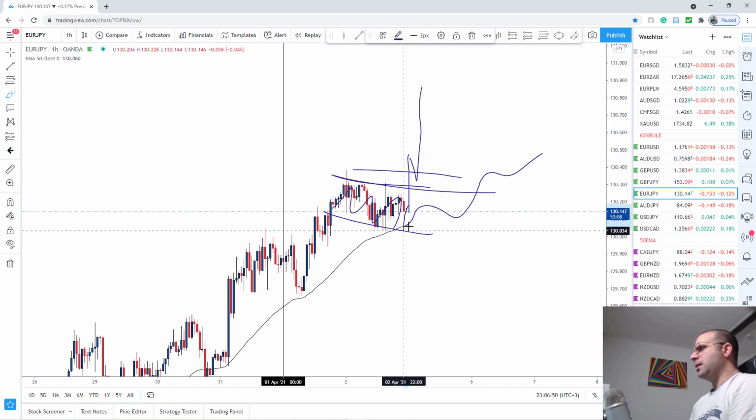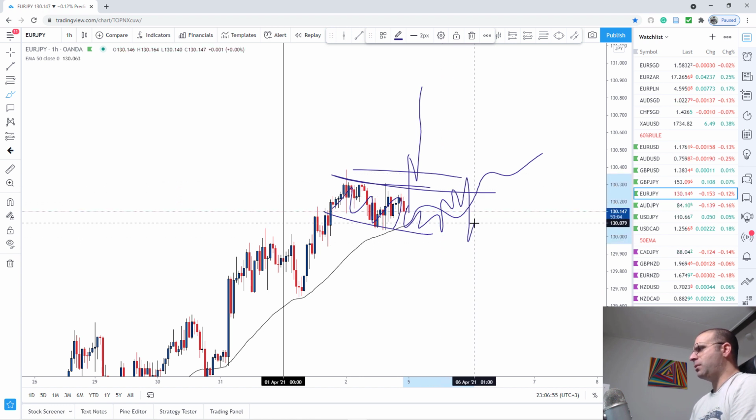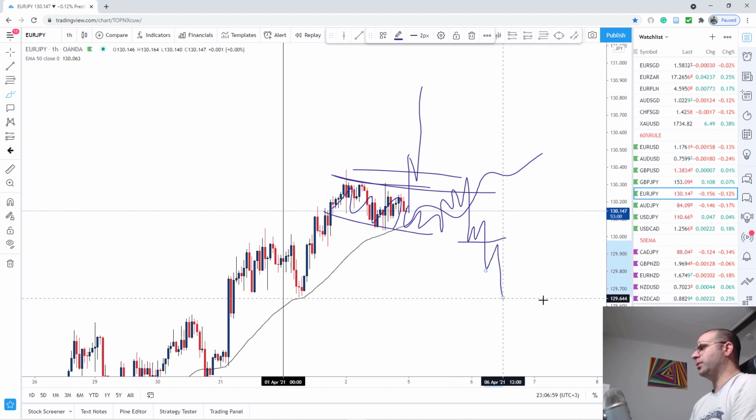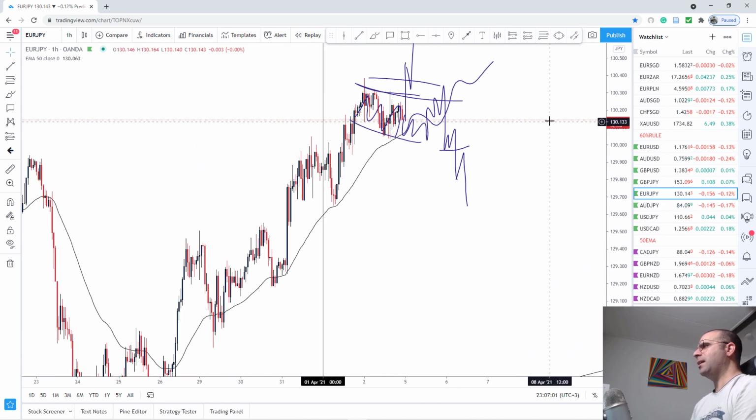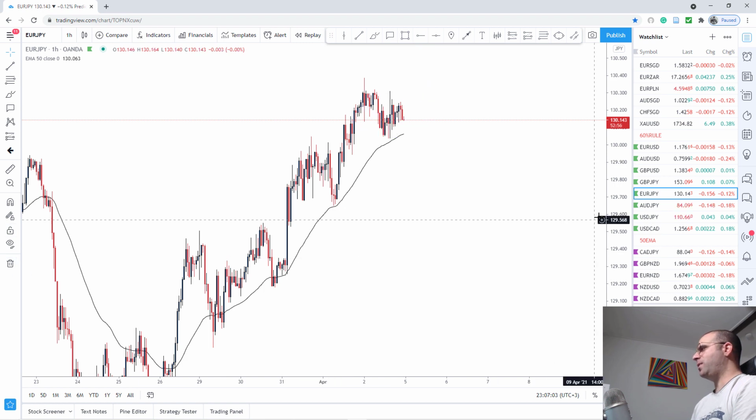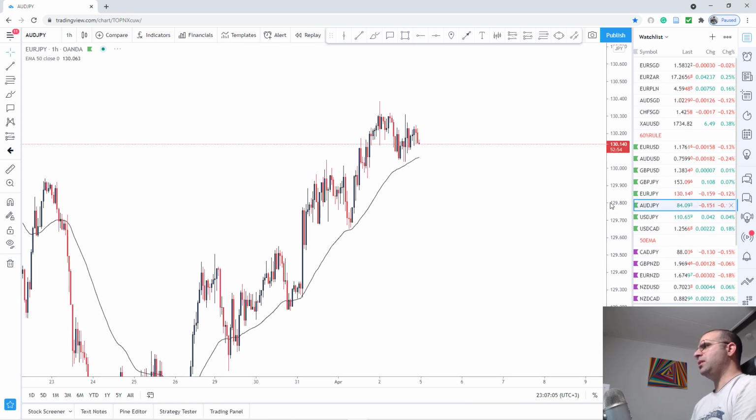Another scenario is we're gonna be doing something like that, and boom, break underneath it. 1, 2, 3, bam, down. And I'm gonna be placing my pending order right here for a sell. Simple as that. I'm deleting everything and moving down to AUDJPY.